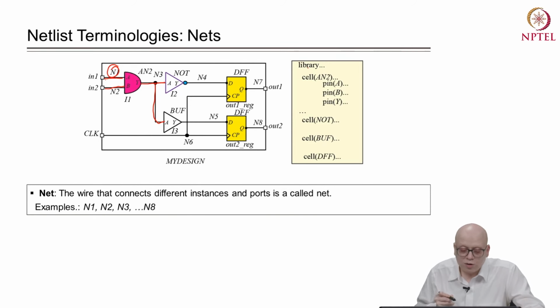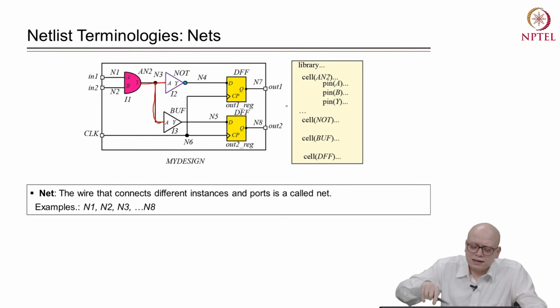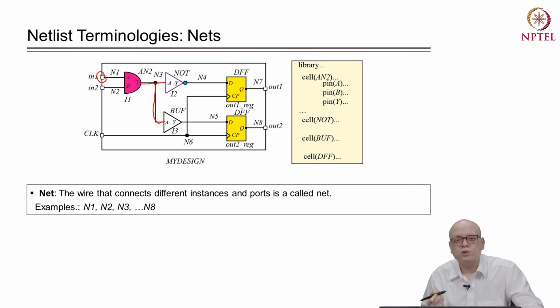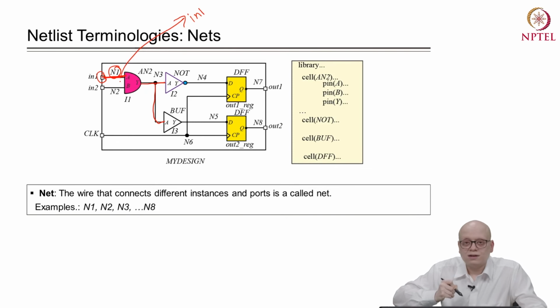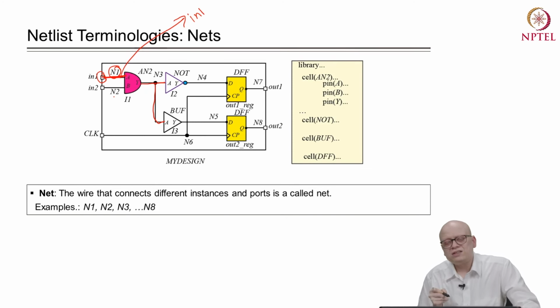Now, one point to note is that typically the name chosen for the nets that are connected directly to a port is the same as the port name. So, typically the tool will choose the name of this particular net as in1 rather than N1. So, nets which are connected directly to the ports are typically named after the port. This is another point that you should be noting.